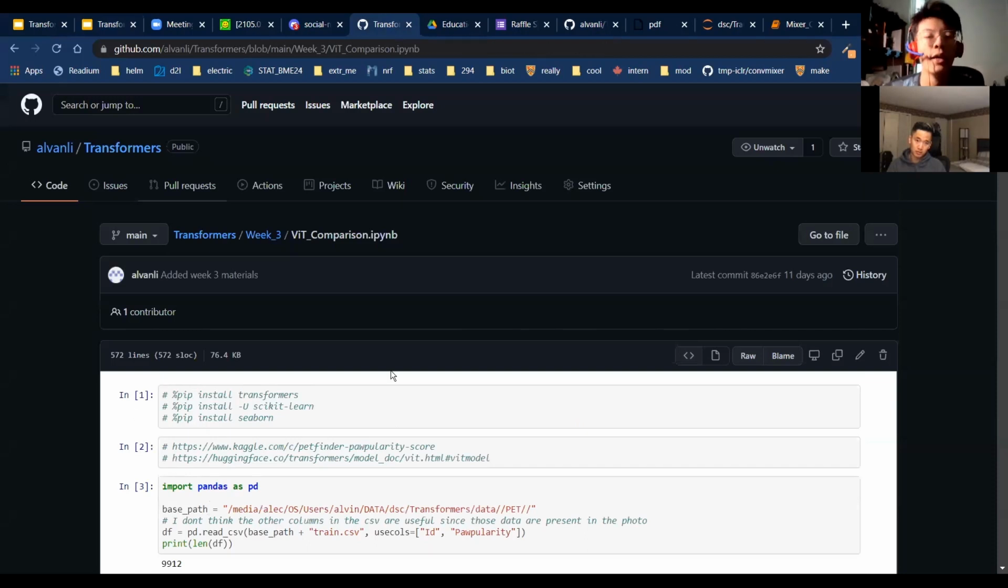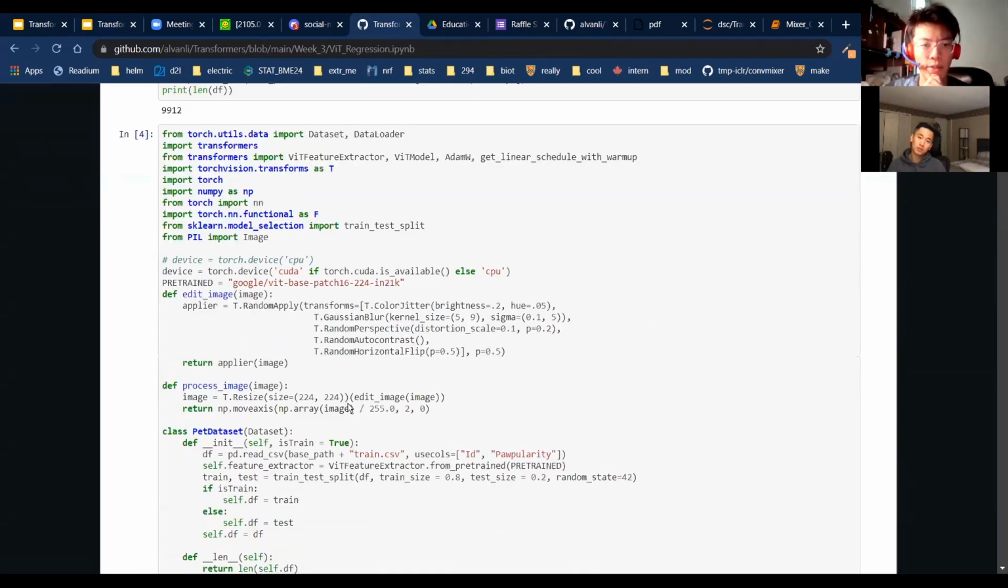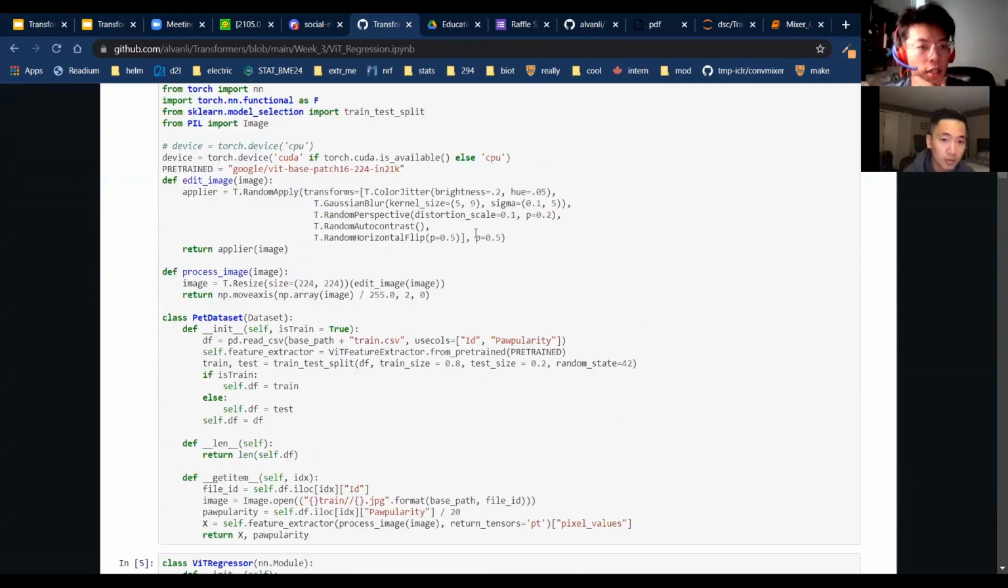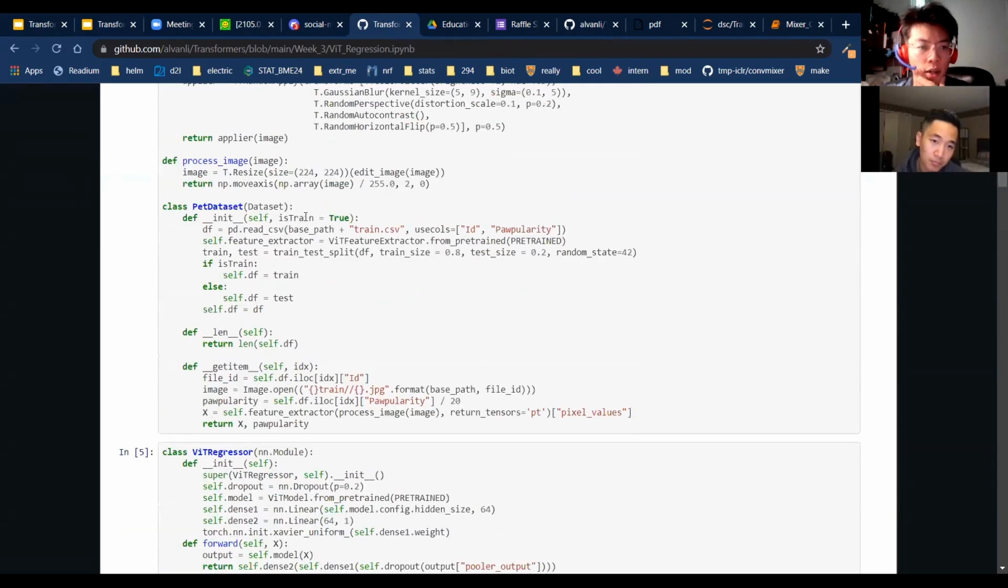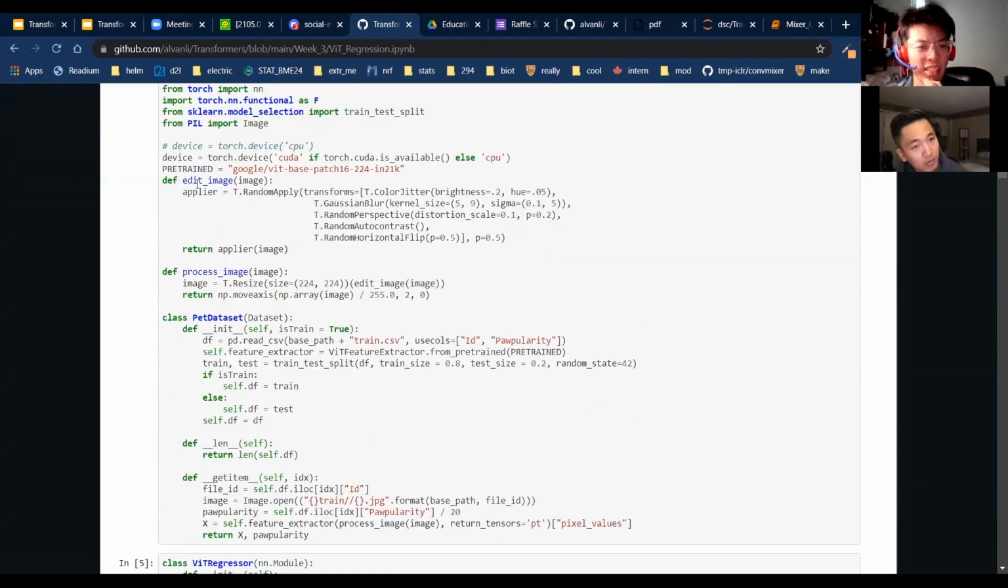Regression, this one. And we're using the Gradient Transformer for this, but we're still using the Hugging Face library. So it's just an import and use the model. Interesting. So we did use a pre-trained model of patch size. The ViT one? Yeah.